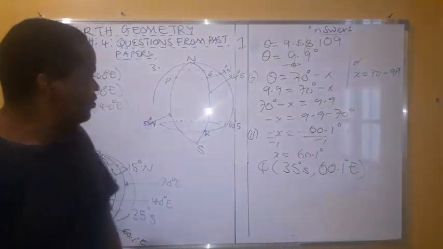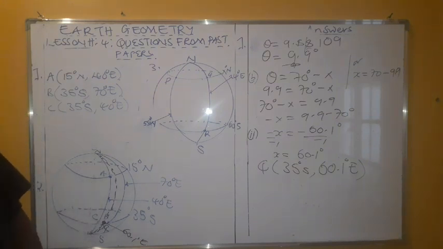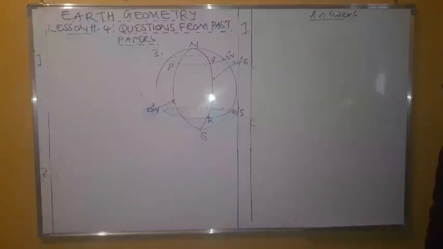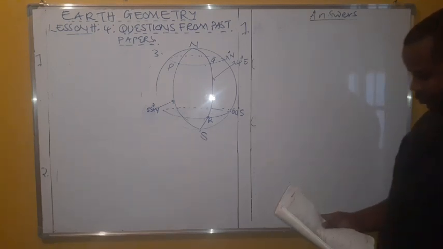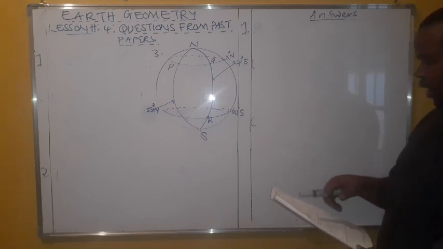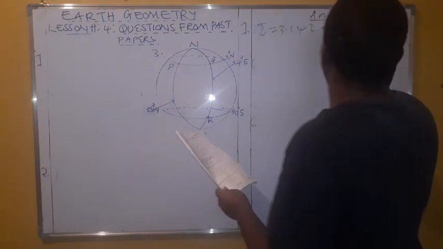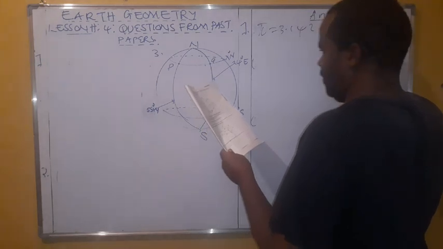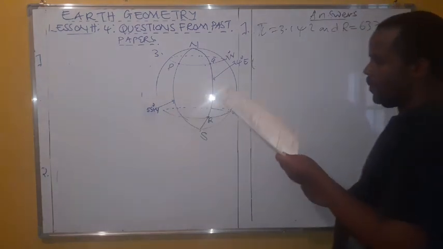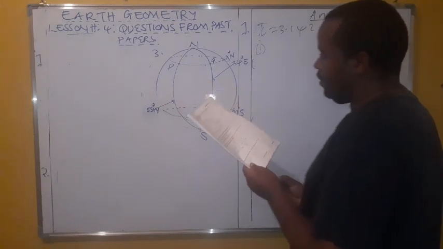Okay, then the last question. The third question. They're saying the diagram below shows points P, Q, and R on the surface of the Earth. So our pi is 3.142, and our radius, that's the radius of the Earth, is 6370 kilometers. Okay, so Roman numeral 1, we're supposed to calculate the difference in longitude between P and R.